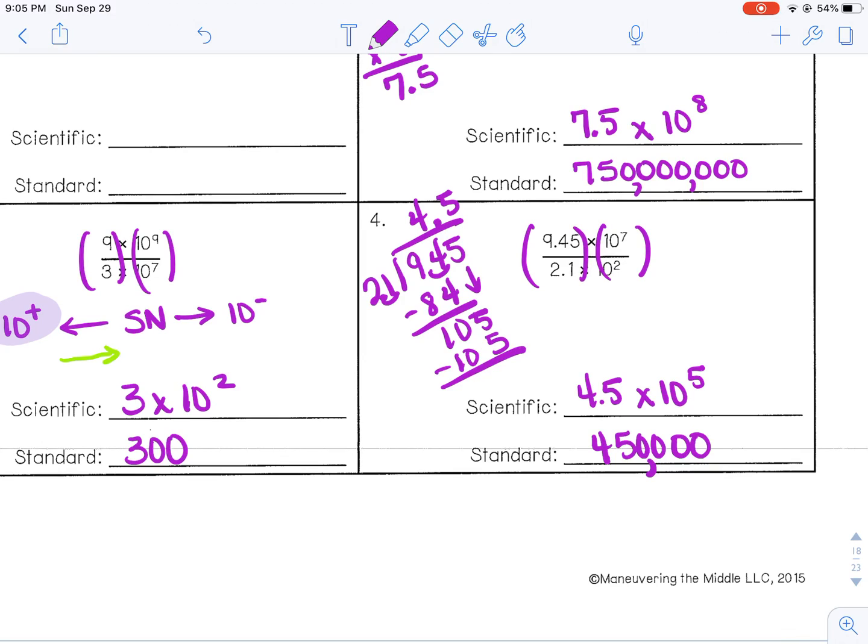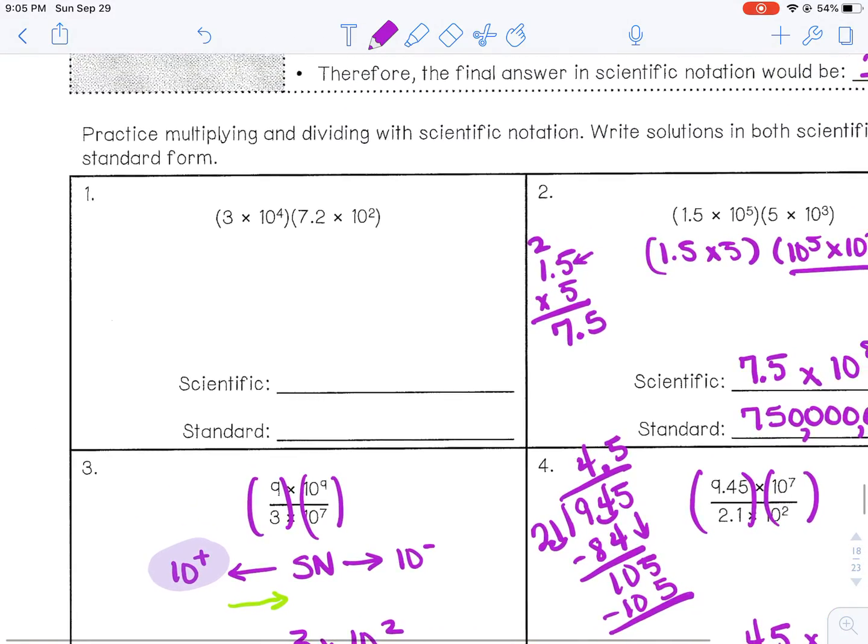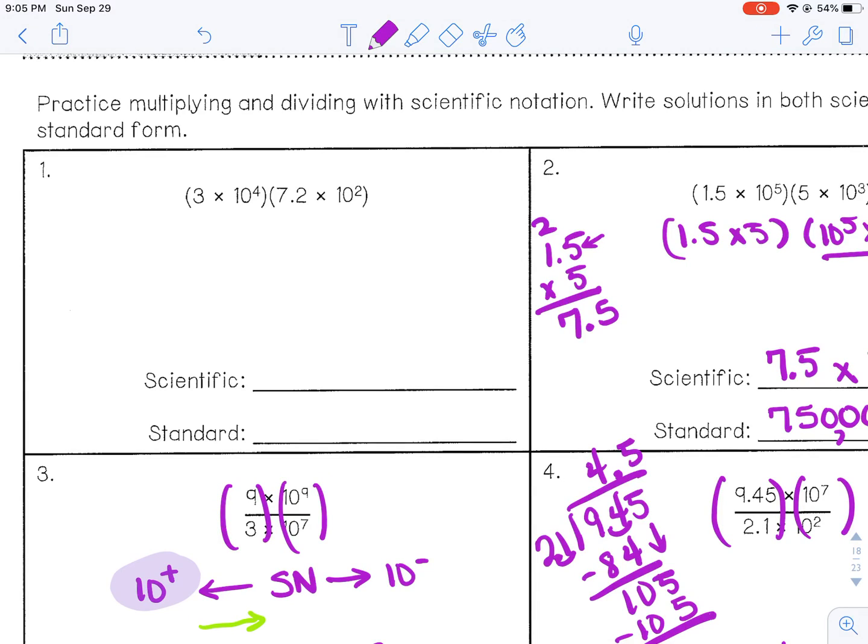That'll give me 450,000. Okay, I'm going to go back up to number 1, the one that I said was a little bit difficult. Let me show you why I saved it for last on this page. Okay, we're still going to multiply the first numbers. So I'm going to have 7.2 times 3. And I'll get 6, 21.